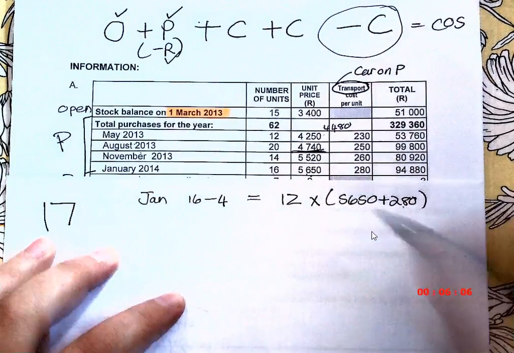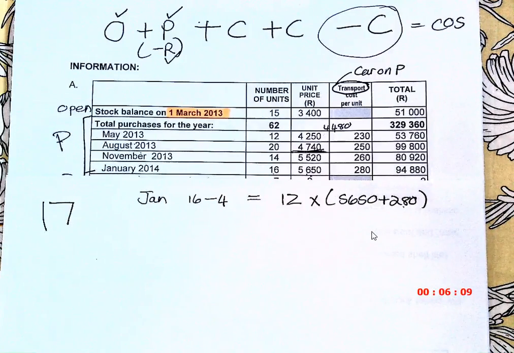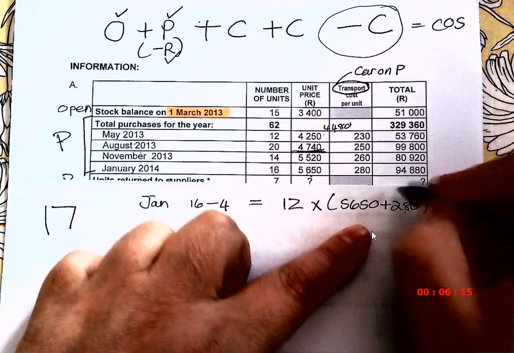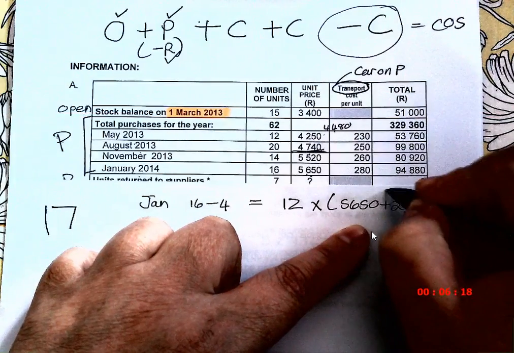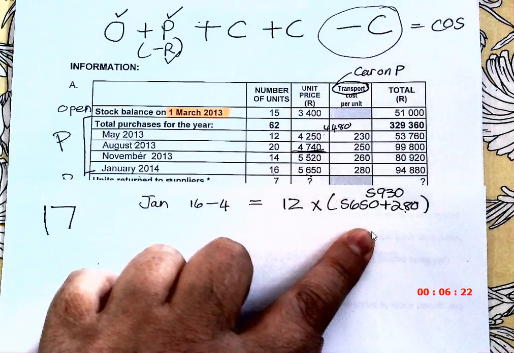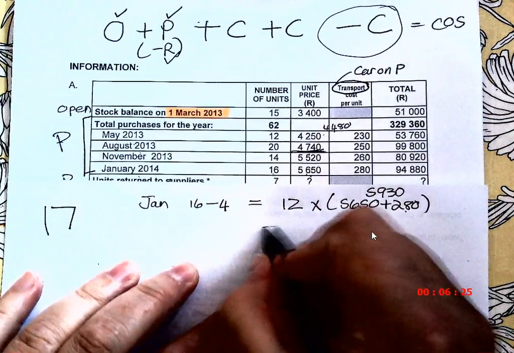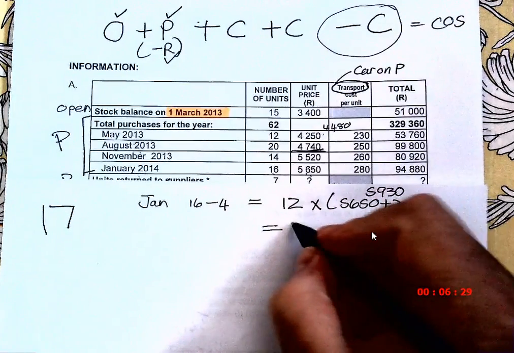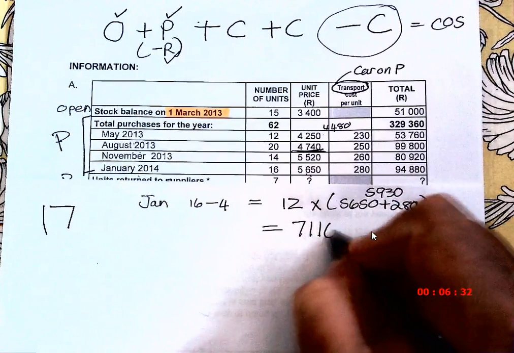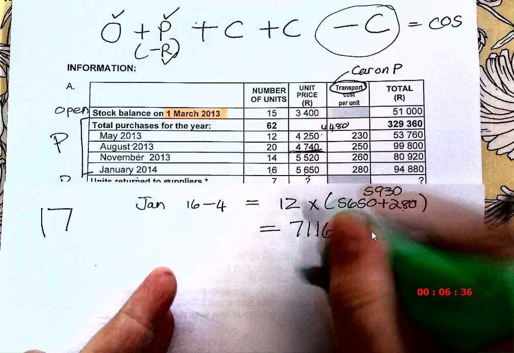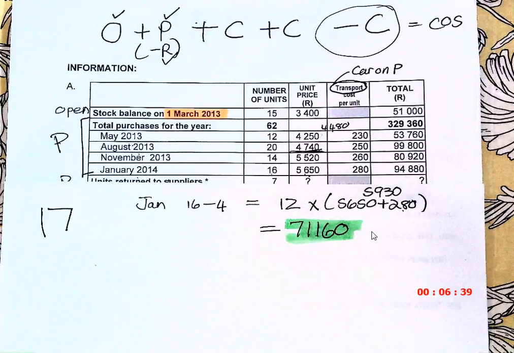So you can do it separately. You can say 12 times 5,650, 12 times 280, or you can do what I did and get a total, and the total would be 5,930 times 12, and how much does that give you? Say again. 60. 60. Okay. So now I valued 12 units.